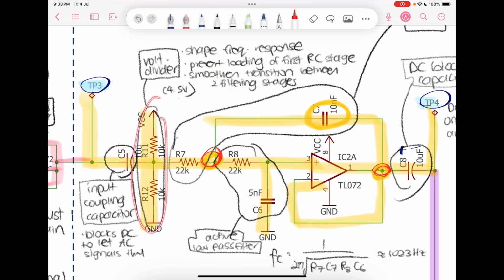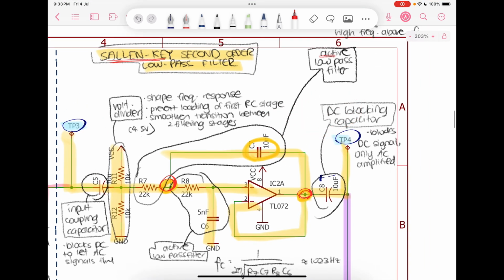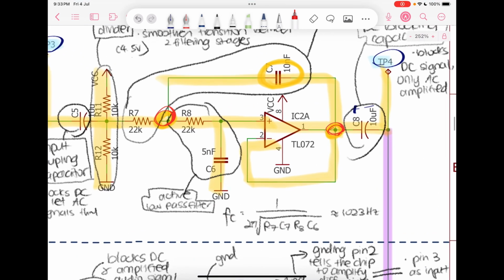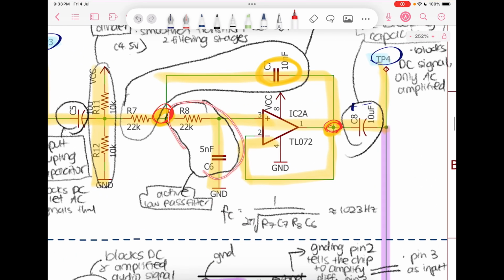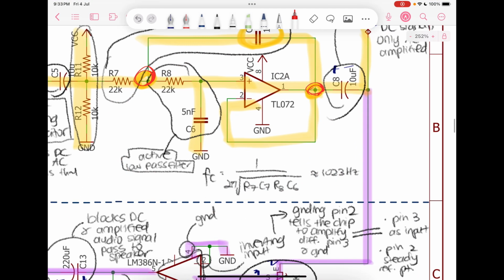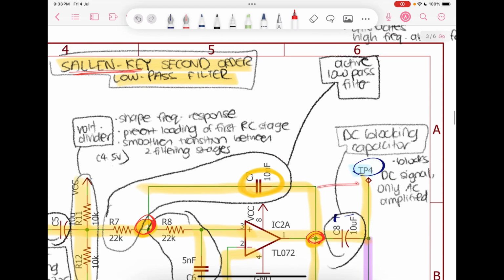Now, this voltage is the same 4.5 volts. Next, the signal passes through this resistor and also is paired to this capacitor. Now, this is another active low-pass filter. It attenuates high frequency above the FC or the cutoff frequency. Next is this pair of active low pass filter. Now the cutoff frequency for this whole amplifier is around 1000 Hz since it is a Sallen-Key second order low pass filter.